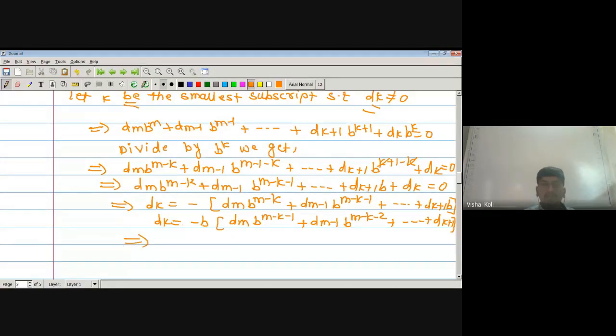As dk is a multiple of b and b is greater than 1, then by the definition of divisibility, b must divide dk. Let us take this as equation 8.